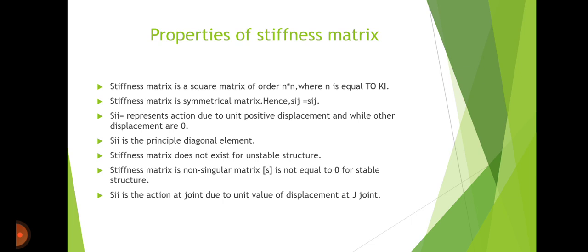The stiffness matrix does not exist for an unstable structure. The stiffness matrix is a non-singular matrix. The determinant of S is equal to 0 for an unstable structure. Sij is the action at joint i due to unit value of displacement at joint j.